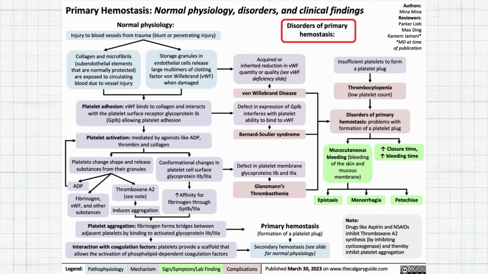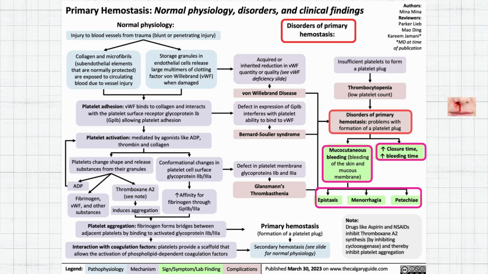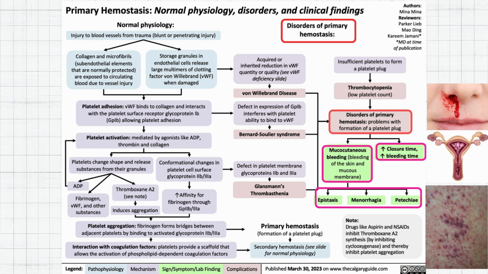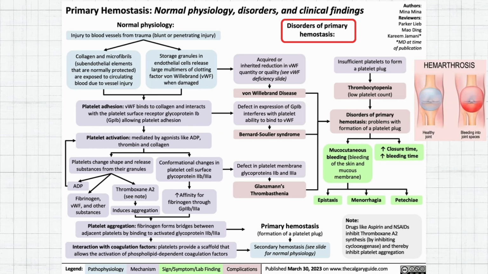So how do these patients present clinically? Disorders of primary hemostasis present with mucocutaneous bleeding. We are talking about skin and mucous membranes. Look for epistaxis, frequent nosebleeds, menorrhagia, heavy menstrual bleeding, petechiae, tiny pinpoint hemorrhages on the skin. If you see deep muscle bleeds or hemarthrosis, like joint bleeding, stop thinking about platelets. That is secondary hemostasis, which is due to coagulation factors.